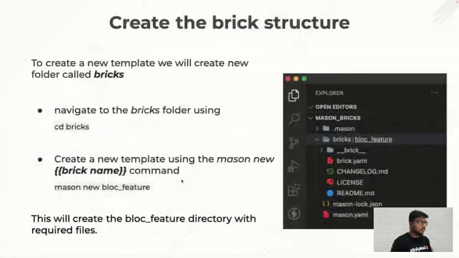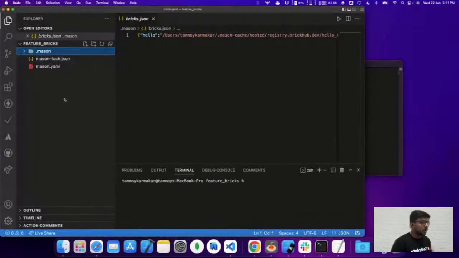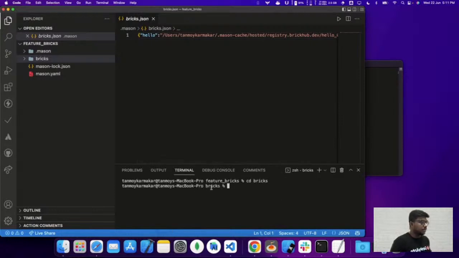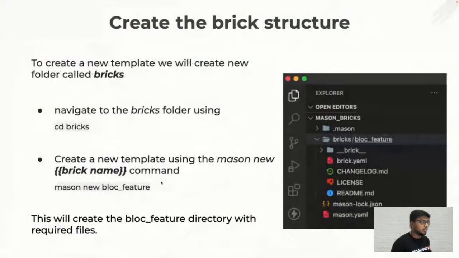Okay. So now we will start with a brick structure. To create a new template, we will create a new folder called bricks. This is just a way to properly organize our code. So we will write a bricks folder. Inside this, we'll do cd and go to bricks, and then here we will write a command which will create the brick. If I say brick, it simply means a template.